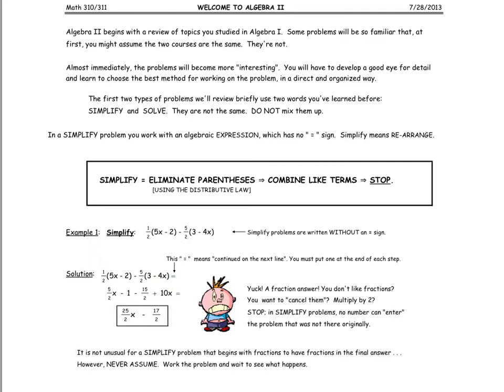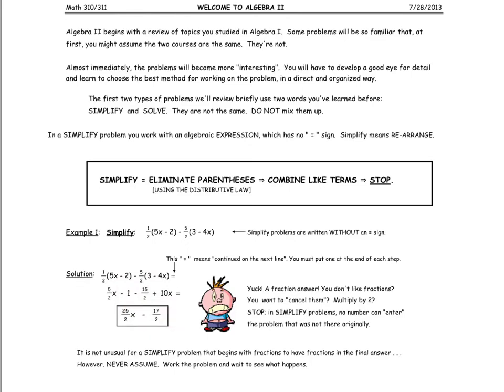I distributed the 1/2 to both parts of the parentheses and the -5/2 to both parts of the parentheses, and I opened up the problem so I could see all the parts. Then I had to combine the two like terms that were x terms, and I got 25 over 2x, and I combined the two numerical terms, and I got -17 over 2.